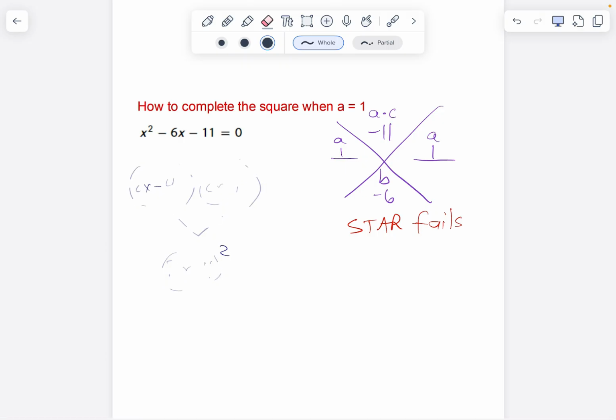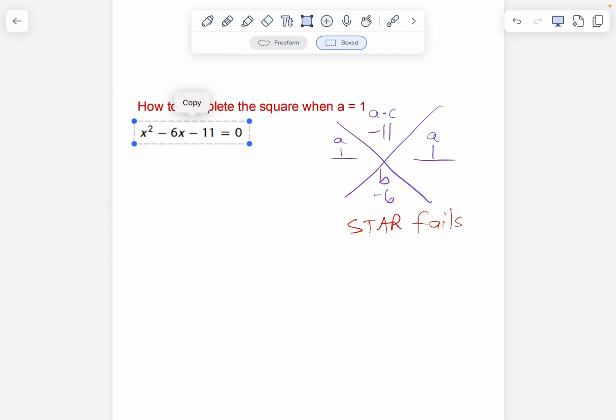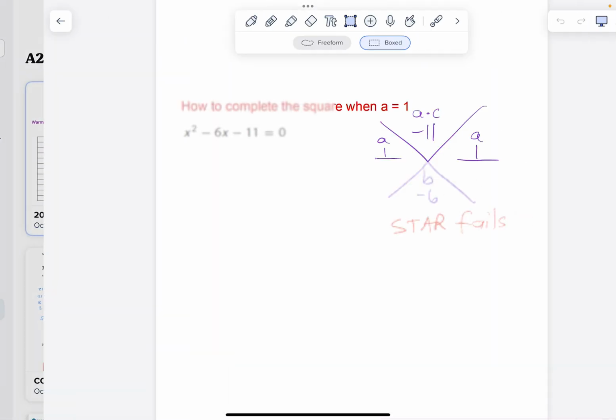So let's go put this one. I'll show you the process. It is a little bit involved on the surface, but you'll get the hang of it. So just be patient.